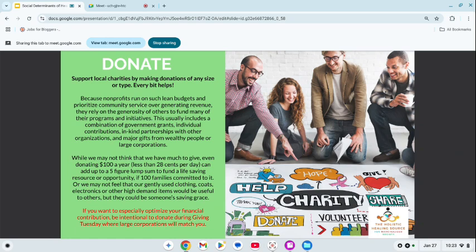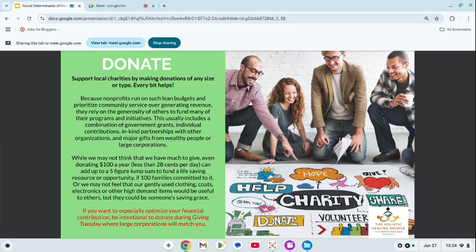While we may not think that we have much to give, even donating $100 a year, that's less than 28 cents a day. That is less than $9 a month. It can add up to a 5-figure lump sum to fund a life-saving resource or opportunity if 100 families committed to donating less than 28 cents a day, less than $9 a month, $100 a year. That could be a 5-figure lump sum that provides life-saving resources or opportunities.